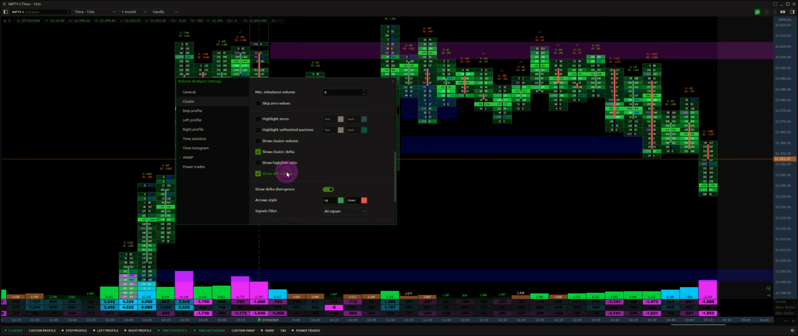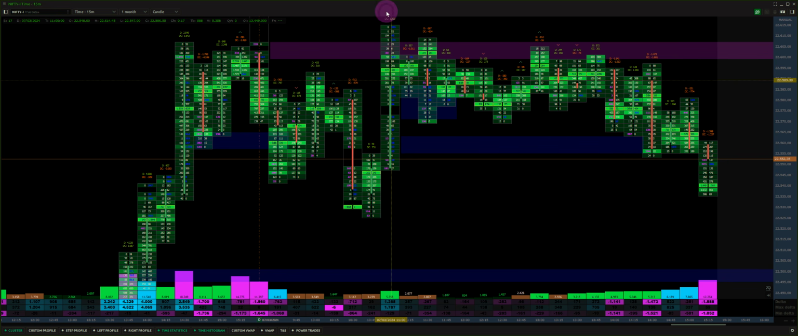The only things I have on as of now are the cluster delta and the delta change. They are showing on top of the bar. They're nothing but the delta within a bar and the change in delta with respect to the previous bar. So this is a 15-minute candle.